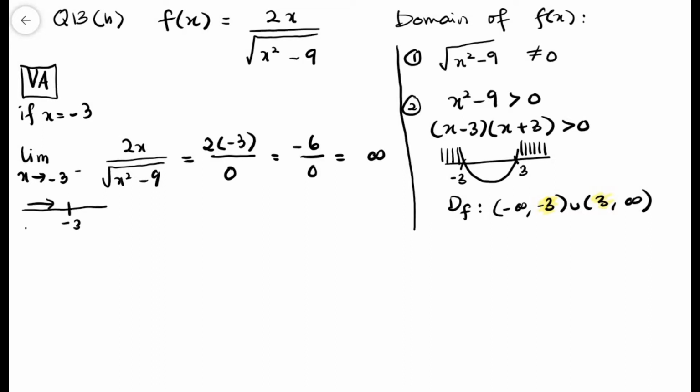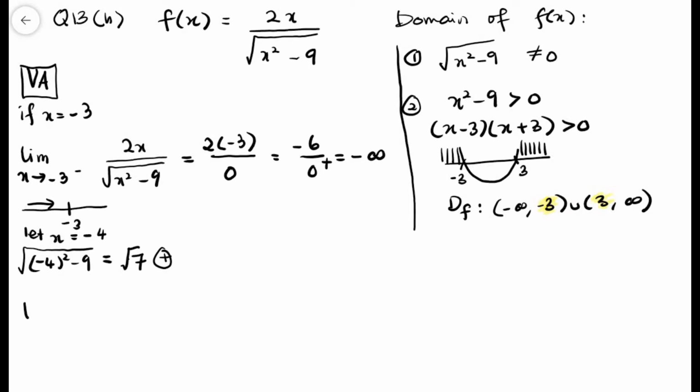So we just need to check negative 3 from the left and pick a value. For example, let x equal negative 4. Substitute inside the function. So you get the square root of negative 4 squared minus 9. When you calculate this, you get the square root of 7. So the square root of 7 is positive. So here the 0 is a positive 0. Negative divided by positive, you get negative.